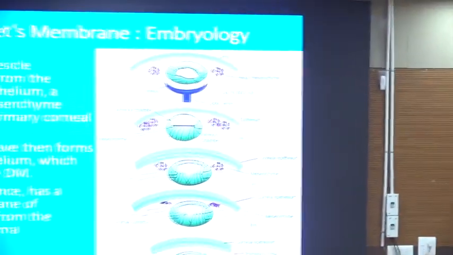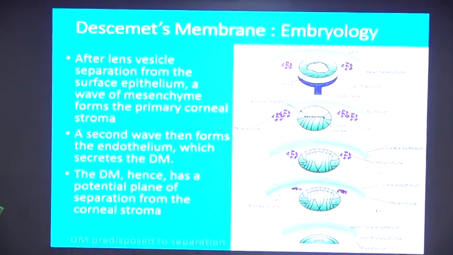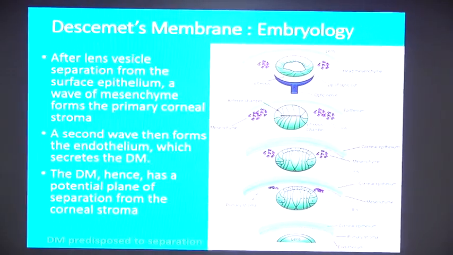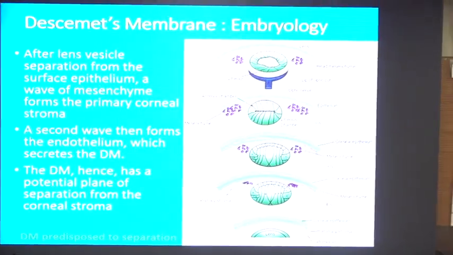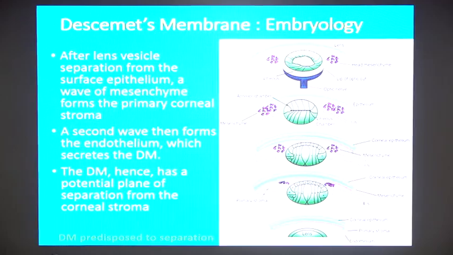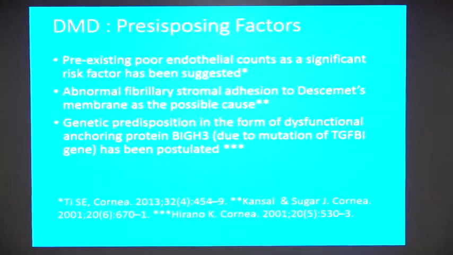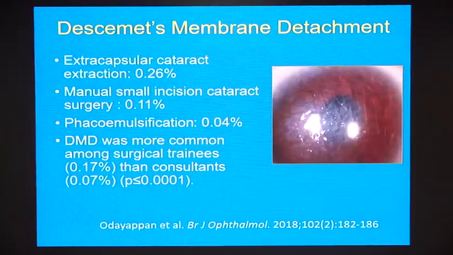If we look at the embryology or development of the cornea, we know that after lens vesicle separation, a wave of mesenchyme forms the primary corneal stroma, and then a second wave forms the endothelium, which secretes the Descemet's membrane. So there is a potential plane of separation of the Descemet's membrane from the stroma. So it's always vulnerable for detachment. And also there are some genetic factors which predispose to the detachment.